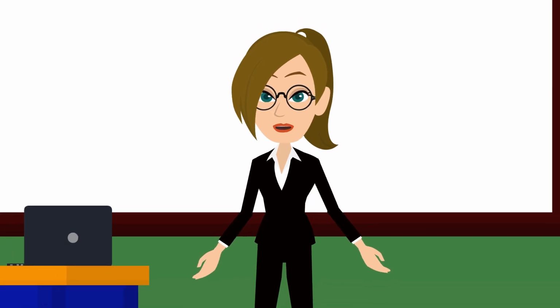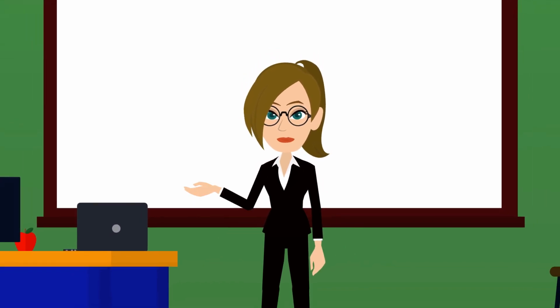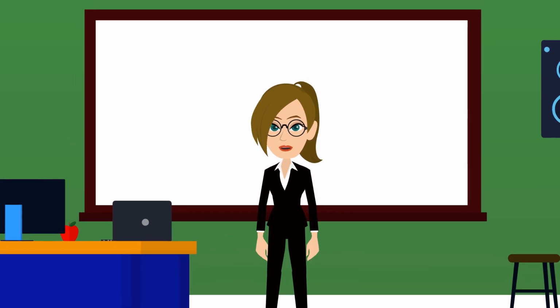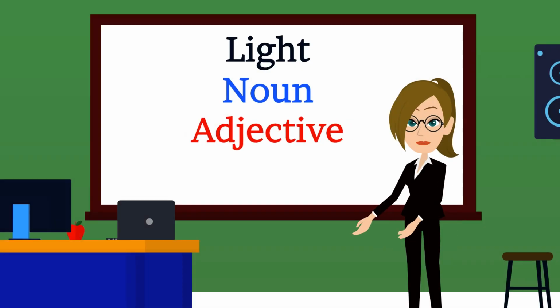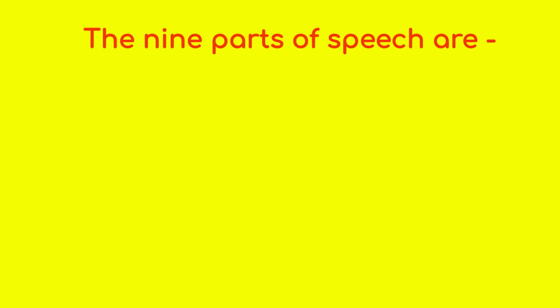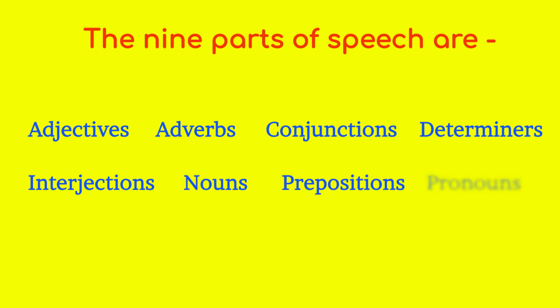The interesting thing about the language is that one single word can belong to several of these categories. For example, the word light can be a noun, adjective, and verb. The 9 parts of speech are adjectives, adverbs, conjunctions, determiners, interjections, nouns, prepositions, pronouns, and verbs. Let's discuss each one.